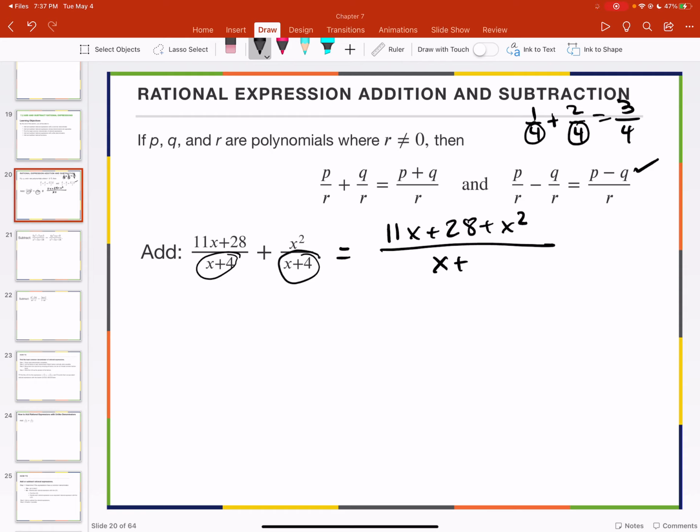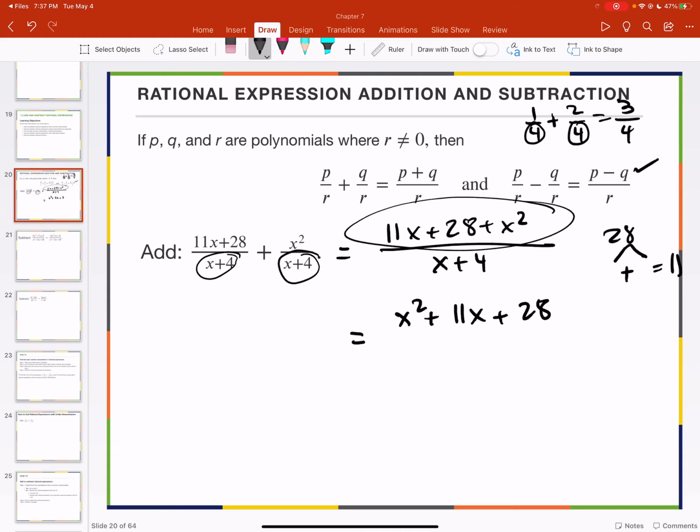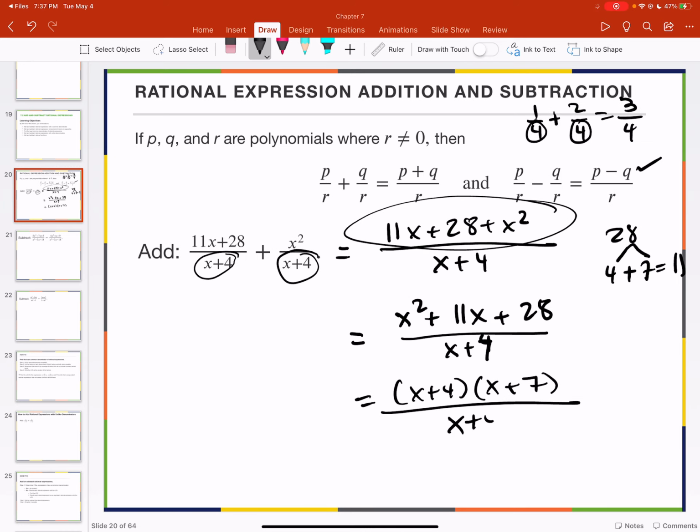Now this numerator looks like it could possibly be factorable, right? So we have x². Let's write it in the correct order. So, 2 factors of 28 that when added together give me 11. And if you said 4 and 7, that's correct. So let's go ahead and factor that. We get (x + 4)(x + 7). In the denominator, you have x + 4. These cancel. Final answer, x + 7.